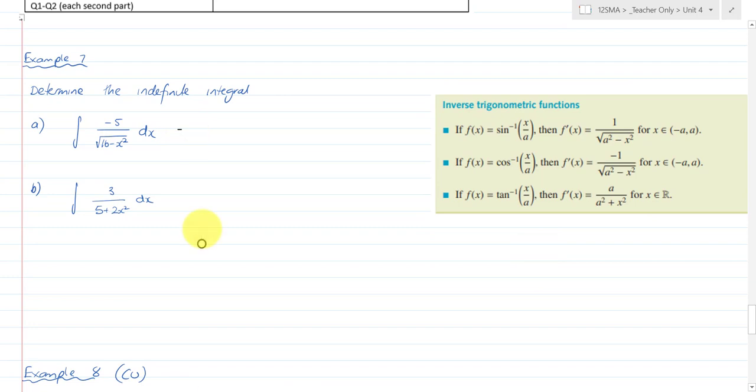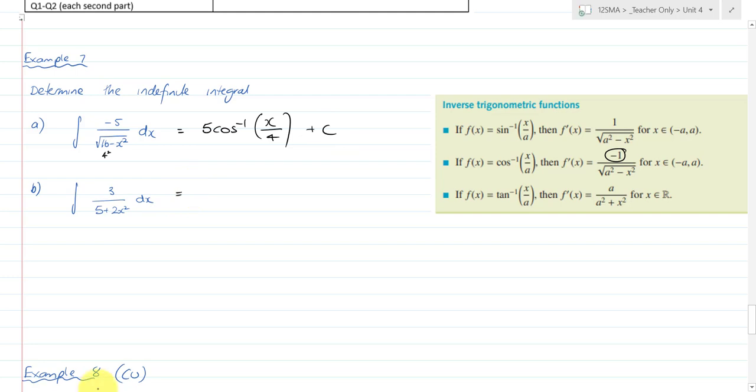So the first one here is we've got this -5. Well, that 5 element just comes out the front, and the fact it's negative means it can probably be best represented as a cos inverse, but we could make it -5 times a sine inverse, so that would work as well. And I've got 16, which is of course 4 squared, and then minus x squared. So we're going to make it 5 cos inverse of x over a, so in this case our x is still x, and our a is 4. And of course it's an indefinite integral, so it's plus c.